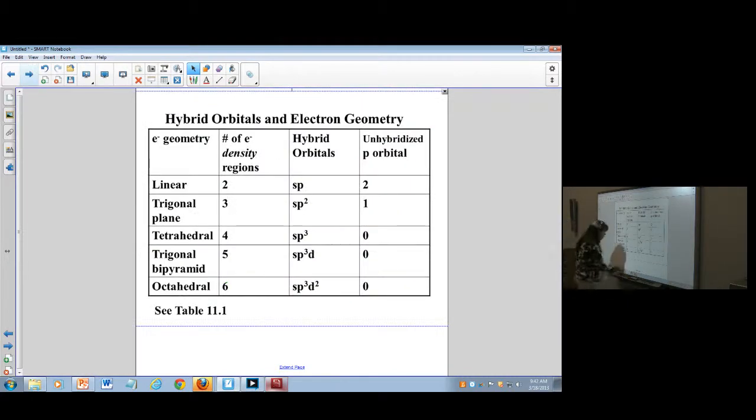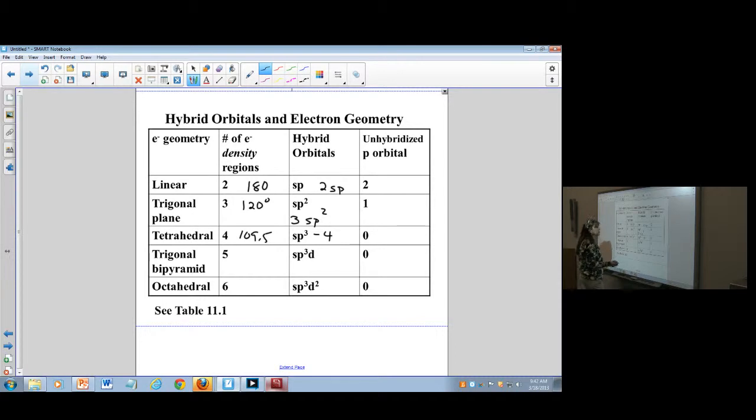Coming back to this little table here, we can see that a lot of this follows the same thing we've done in VSEPR, but we had to account for some things that didn't work under VSEPR. This is 180 degrees, and you need 2 sp orbitals. Trigonal planar is 120 degrees, and you need 3 sp2 orbitals. Tetrahedral, 109.5, you need 4 sp3 orbitals.